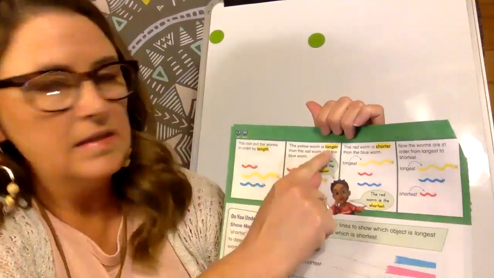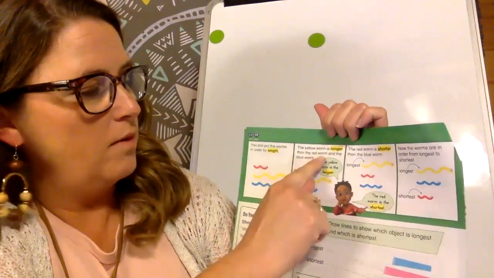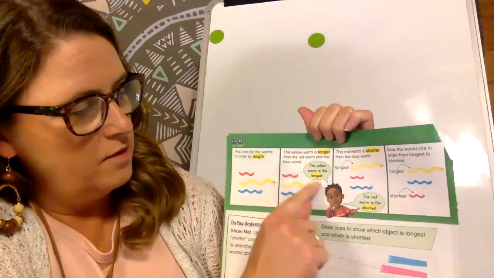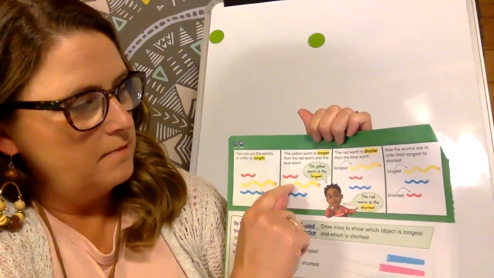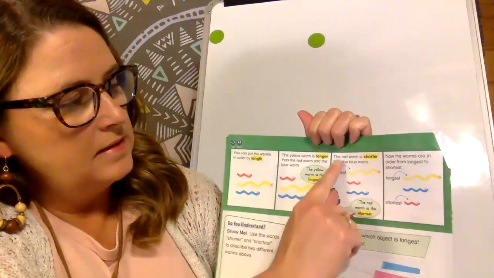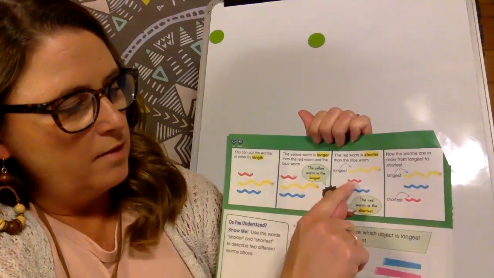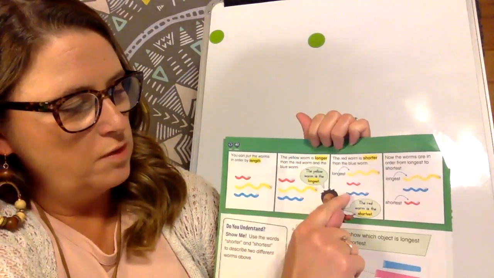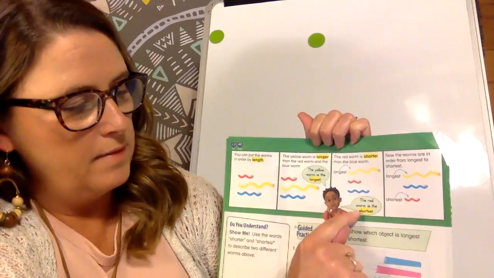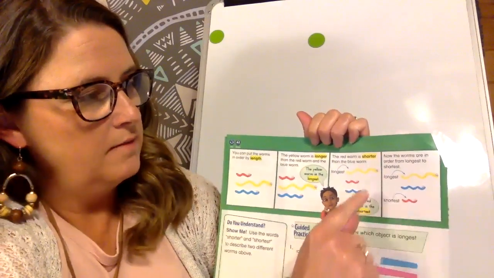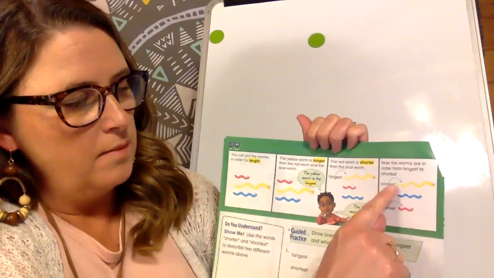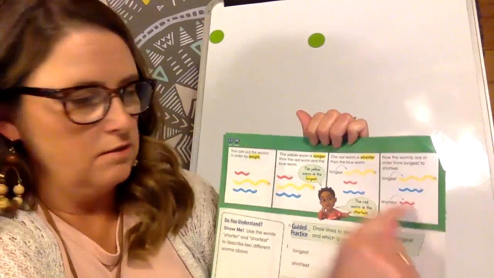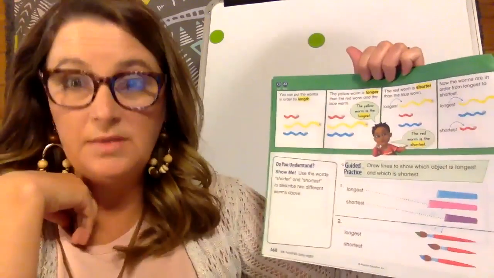It says the yellow worm is longer than the red worm and the blue worm. Okay, so they've made a note that that yellow one is the longest. The yellow worm is the longest. Okay, so the next box says the red worm is shorter than the blue worm. So they put our longest one at the top, which is our yellow one, and then they decided that the red worm is shorter than the blue worm. Okay, so the red worm is the shortest. Okay, so now the worms are in order from longest with the yellow, then the blue, down to the shortest, which is the red. Okay, I told you this was going to be really easy.